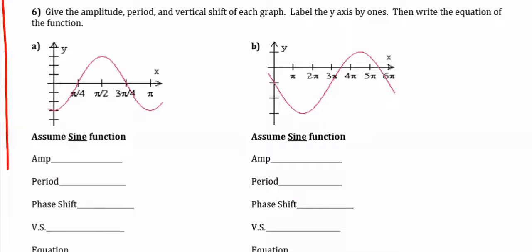All right, given the amplitude, period, and vertical shift of each graph, label the x-axis by 1s, then write the equation of the function. So 1, 2, 3, 1, -1, -2, -3. Okay, so if this is a sine function, I'm going to go ahead and highlight it. Sine functions always start at the midline. It's going to be here. And then I don't see the full thing, but I know it's going to end somewhere right about there.